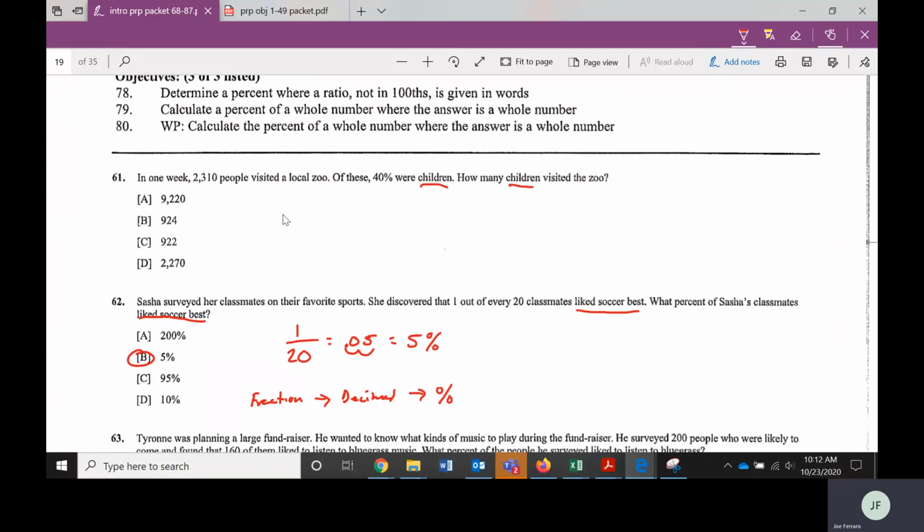And so what they're actually asking for here is, since they're asking how many children visited the zoo, and they're saying that it represents 40% of this, we are trying to find 40% of 2,310.